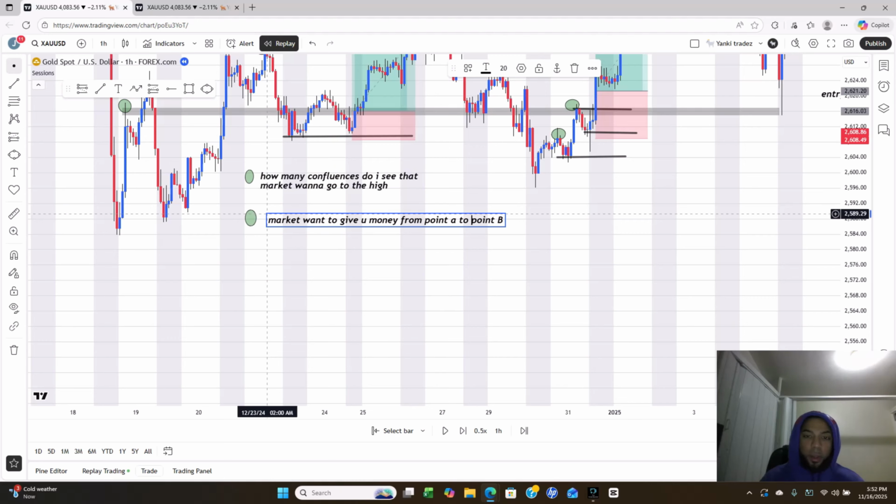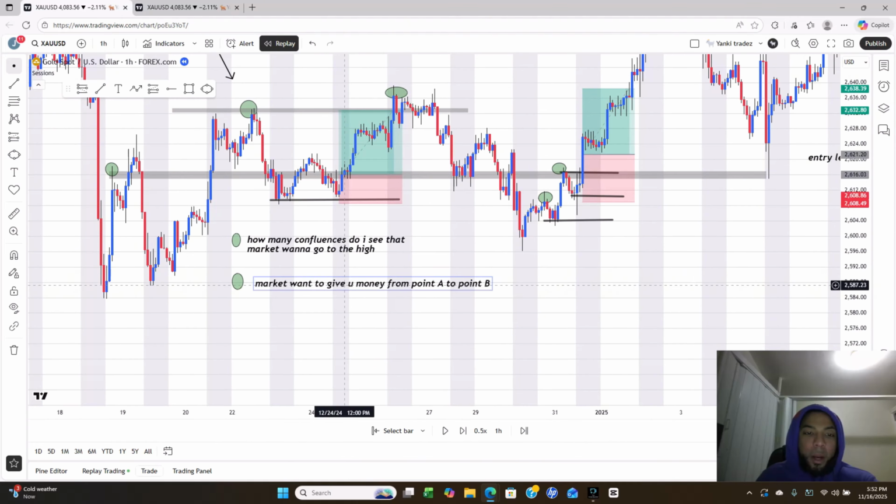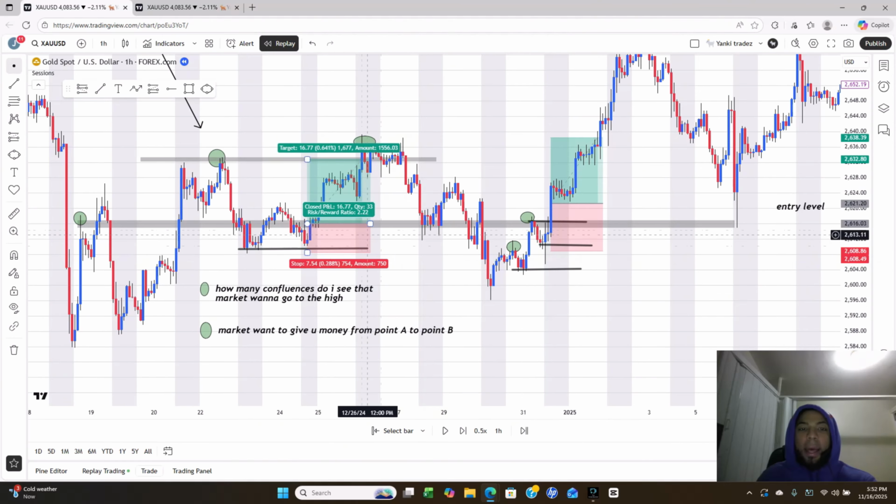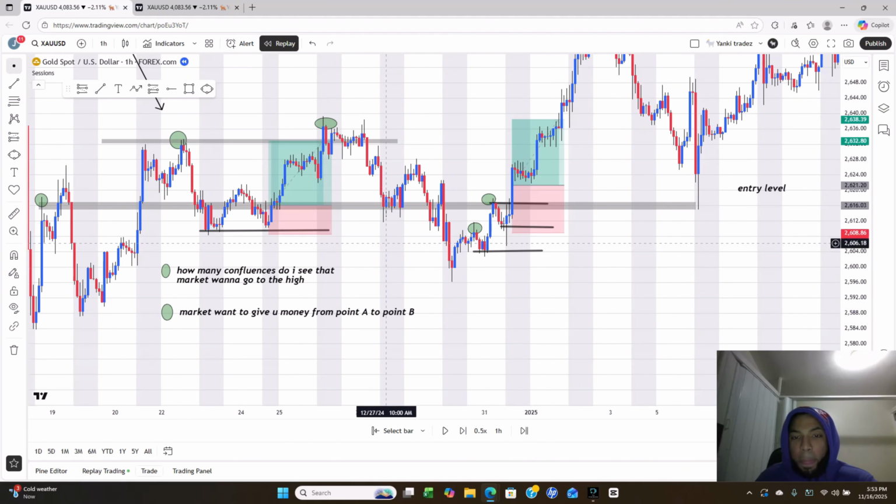Okay. From point A to point B for now. Right, point A to point B. That's that. Market wants to give you money from point A to point B. Boom. That day, let's say if you put $10 here, you may most likely make like $25, right? One to two, which is good.